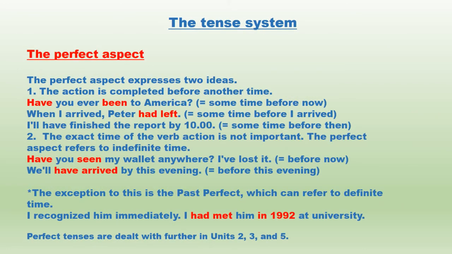The last aspect that I am going to talk about today is the perfect aspect. The perfect aspect expresses two ideas. The first one, the action is completed before another time. For example, have you ever been to America? So sometime before now. Or when I arrived, Peter had left, so sometime before I arrived, Peter had left.